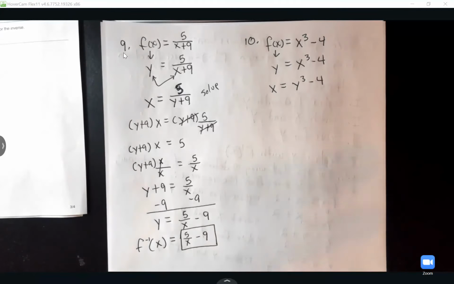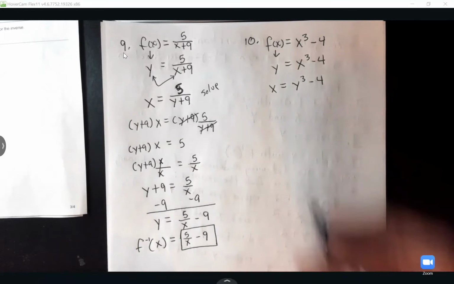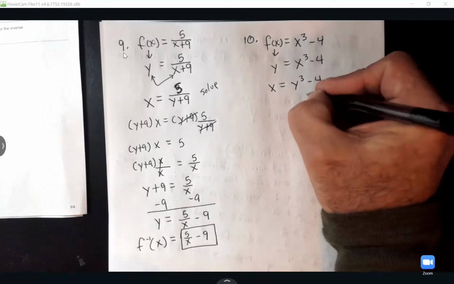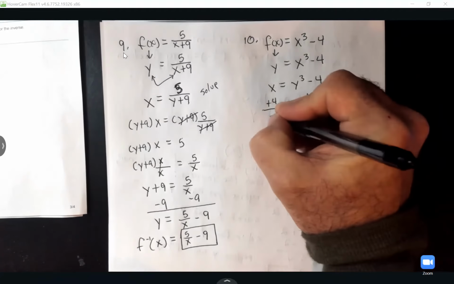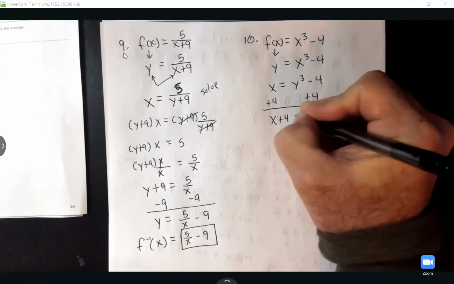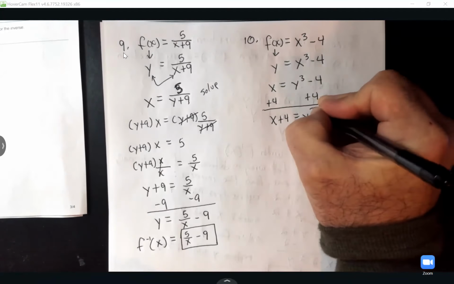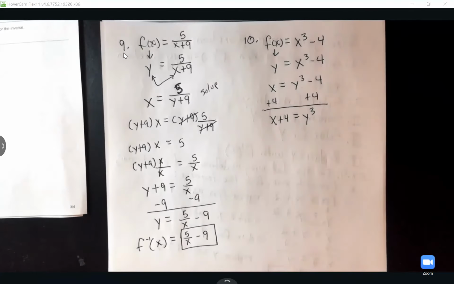Y'all, let me tell you this. We're going to solve for that y, but that y is a y cubed. So in this situation, you want to get the y cubed by itself first. To do that, we're going to add 4 to both sides, so that I get x plus 4 equals y to the third.